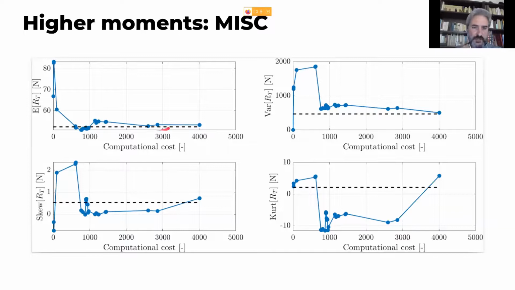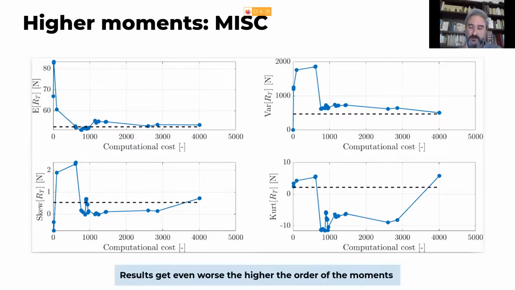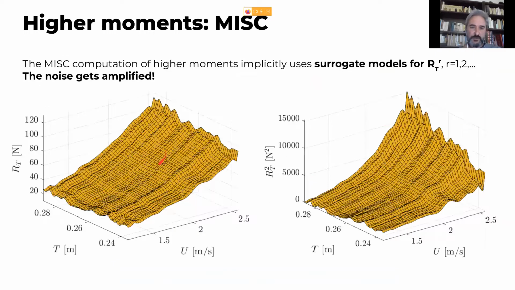This is the convergence line of the expected value computed by MISC. Then there are the higher moments: expected value, variance, skewness, and kurtosis. The kurtosis is really off. And why is that? Because if you compute kurtosis by MISC, you essentially take the fourth power of the samples that you get. And if the samples are off, the fourth power of those samples is even further off. So this is the response surface of MISC for the expected value. This is the response surface for the second order, the variance. You see, the noise gets amplified.